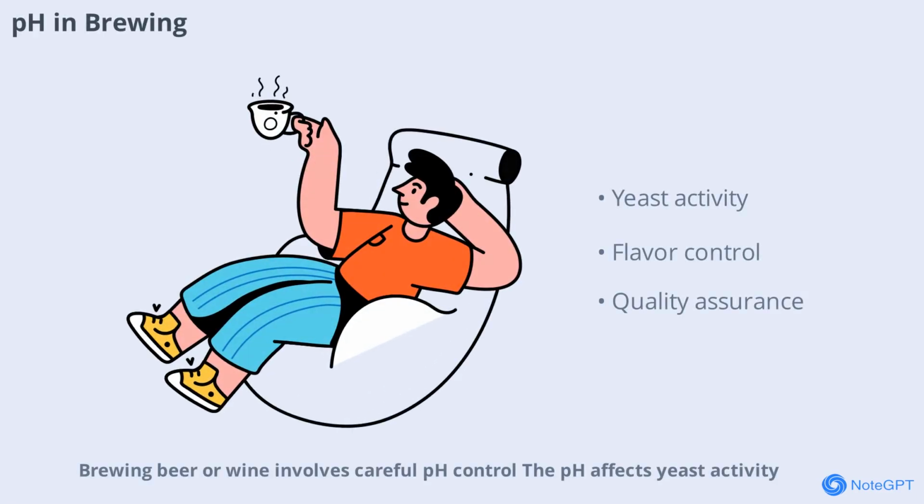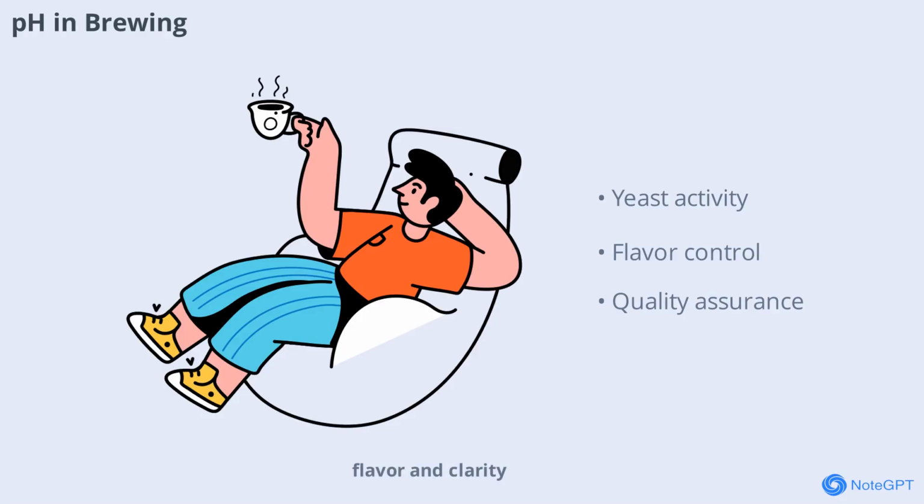Brewing beer or wine involves careful pH control. The pH affects yeast activity, flavor, and clarity. Brewers test and adjust pH throughout the process to create the perfect drink. Understanding pH helps ensure consistent quality and taste in every batch.